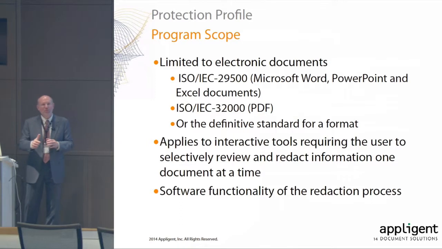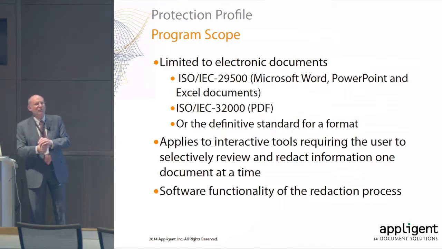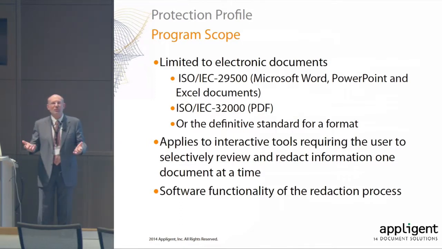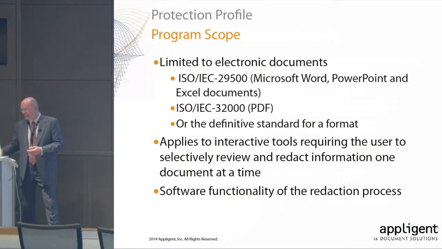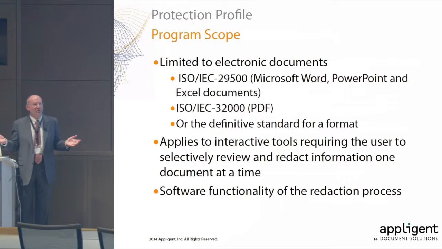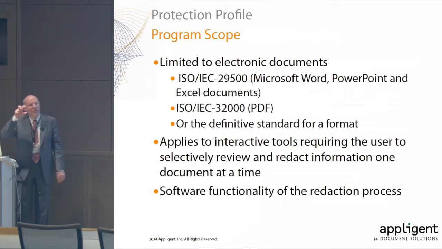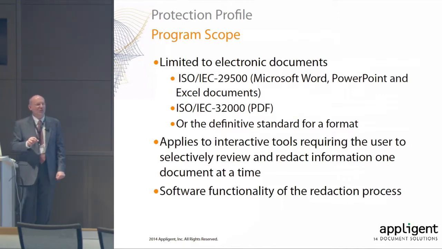Now, scope is that it applies to an interactive tool. That means that somebody's using the tool. And it is limited to the redaction functionality of that tool. So for example, Adobe Acrobat has lots of capabilities, but redaction is only a very small portion of that. So the protection profile only applies to that portion which is doing the redaction.